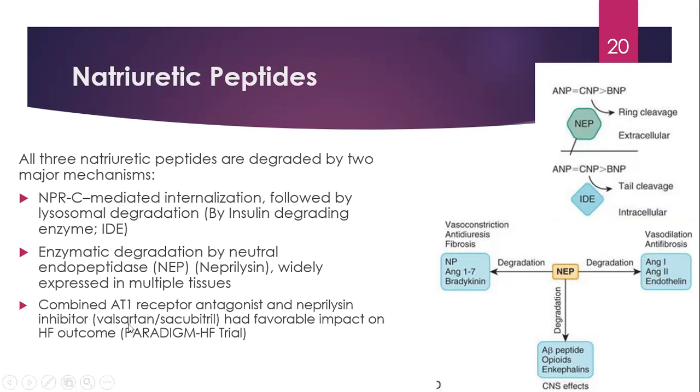So that's how this combination of AT1 receptor blocker and neprilysin inhibitor, valsartan-sacubitril, had a very favorable impact in heart failure, okay? And in the PARADIGM trial, this combination actually showed superiority to ACE inhibitors. It is more superior because you are combining the AT1 effect as well as the effect of the natriuretic peptide in heart failure.